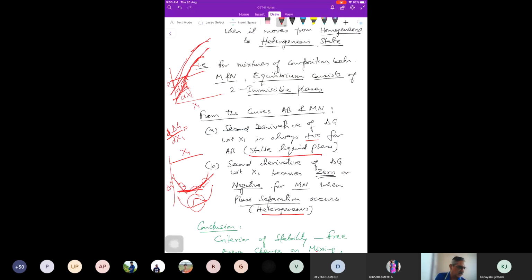Understood? Second derivative, because this angle is always less than 90 degrees, right? Whatever tangent we take, the tangent of the angle is always less than 90 degrees, this angle here. So d square delta G by dx1 square is always going to be positive. That's what we are saying here, right? For a stable system. Did you understand the first one?